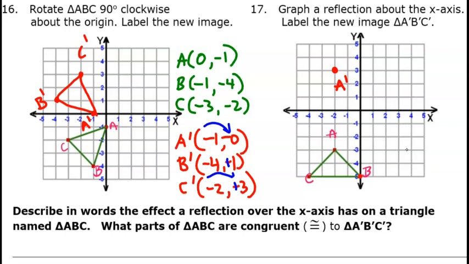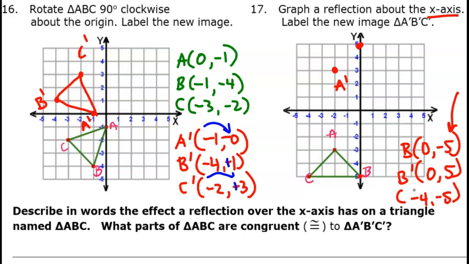Another thing we could do is we could write the original coordinate points, and when you reflect over the x-axis, you change the y. So B prime would be 0, positive 5. Same thing for C. The original C was -4, -5, but when we reflect over the x-axis, we change the sign of y, giving us -4, positive 5. So there's our new triangle labeled A prime, B prime, C prime.